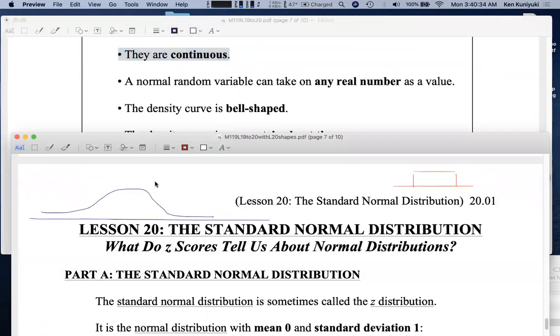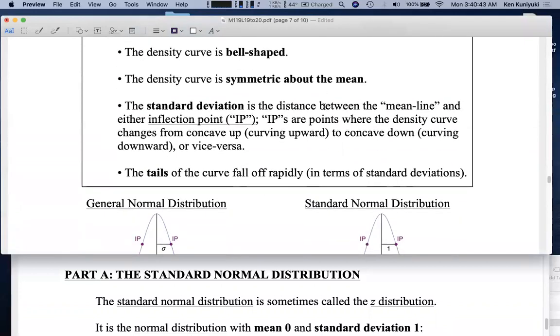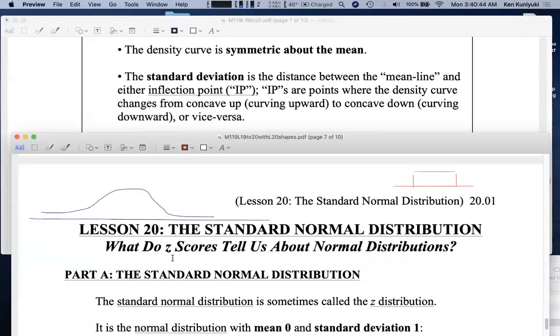The density curve is bell-shaped. It's the classic kind of bell shape, although there are others, as we'll see later in the semester. The density curve is symmetric about the mean. So we have this mean line over here, and the density curve is symmetric about that mean line, so probabilities here correspond to probabilities over here.